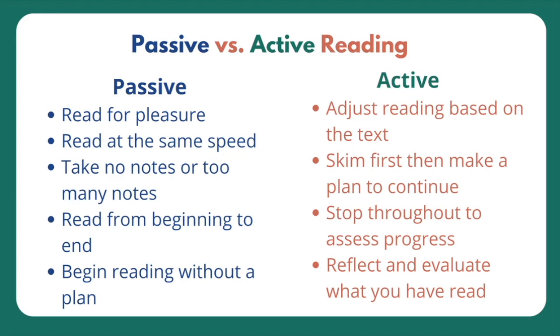Active reading, that's when you adjust your reading based on the text. Depending on the length of the text, depending on the topic of the text, you're going to adjust how you read. Maybe you have to go back and read it 2 times, or maybe it is a research article, so you are not reading that from start to finish, but pulling out important information that has to do with the study that was being conducted. When you're actively reading, and this is a really good skill, you want to skim first and then make a plan.